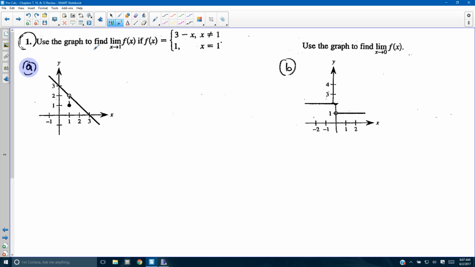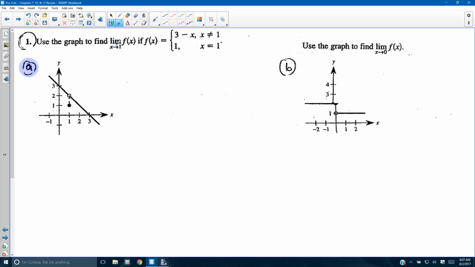All right, use the graph to, this is part A right here, number 1. Use the graph to find the limit of the function if your piecewise function is as such. And it's graphed here. 3 minus x, if x isn't 1, it would look like this line here going on forever. Except when it's 1, it's going to have a hole. It's going to jump because we don't have anything defined for it until you look down here. Apparently it's defined at 1 when x is 1 here.